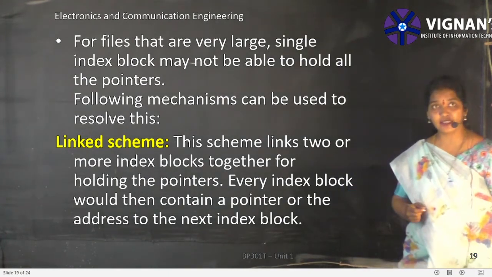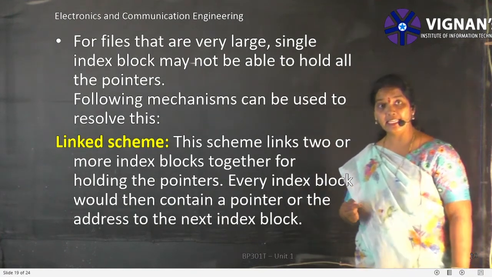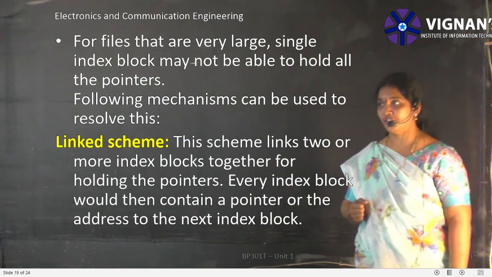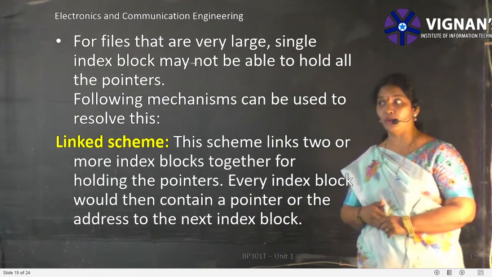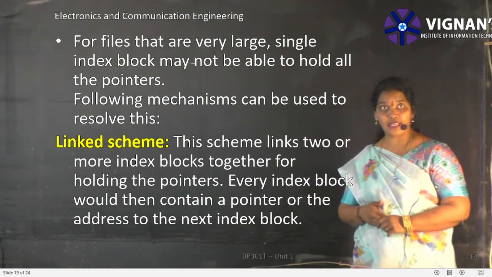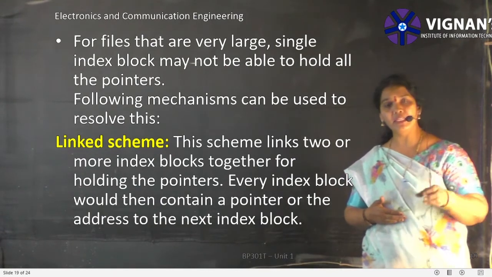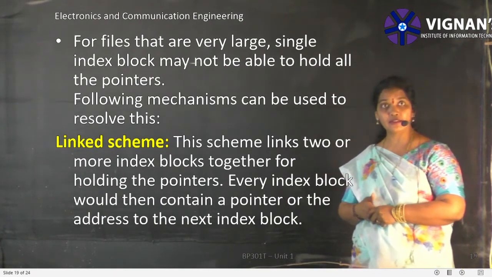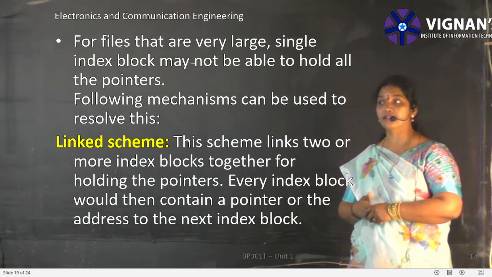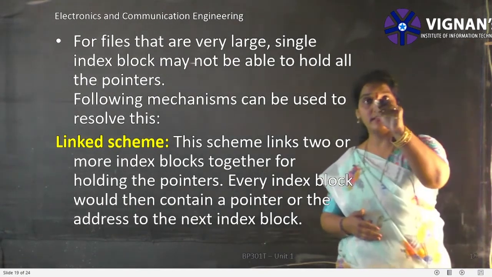So we are seeing the disadvantages of this indexed allocation. For files that are very large, a single index block may not be enough to hold all the pointers. Then we need to go for n number of blocks simply to hold the pointers to the blocks where the files are stored. For that, various mechanisms can be used, and the first mechanism is the linked scheme.